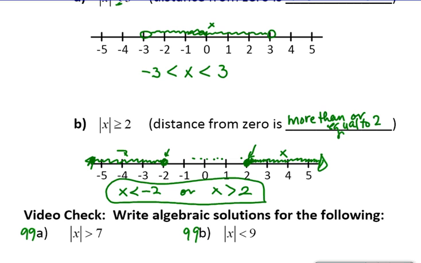So on your video check, you're going to have 99A and 99B. You're going to write those two inequalities algebraically. So it might help to draw the number line so that you can picture it. But I want you to write those algebraically. Again, lean into that December. We'll work more on it next class.